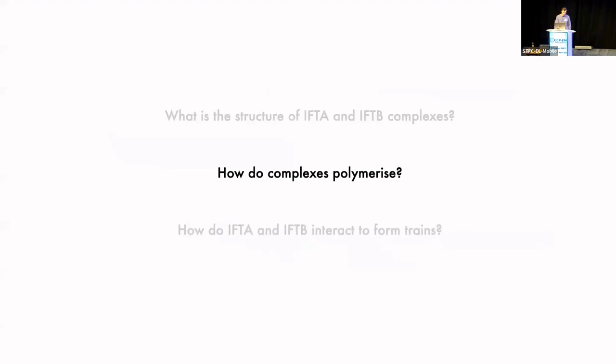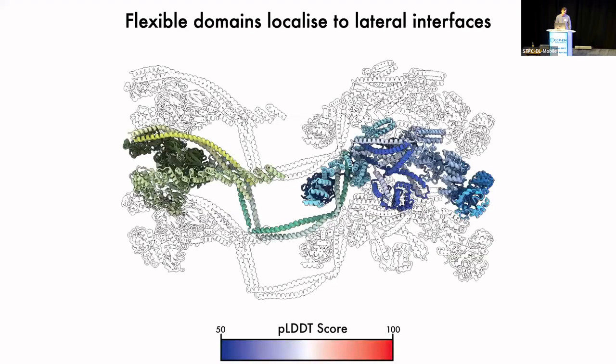Okay, so I'll start to answer this next question now. How do these structures polymerize? And what I'm showing you here is 3 repeats of the IFTB filament. And I'm showing you the central repeat colored by subunit. But now I'm going to change the coloring to the AlphaFold pLDDT score.